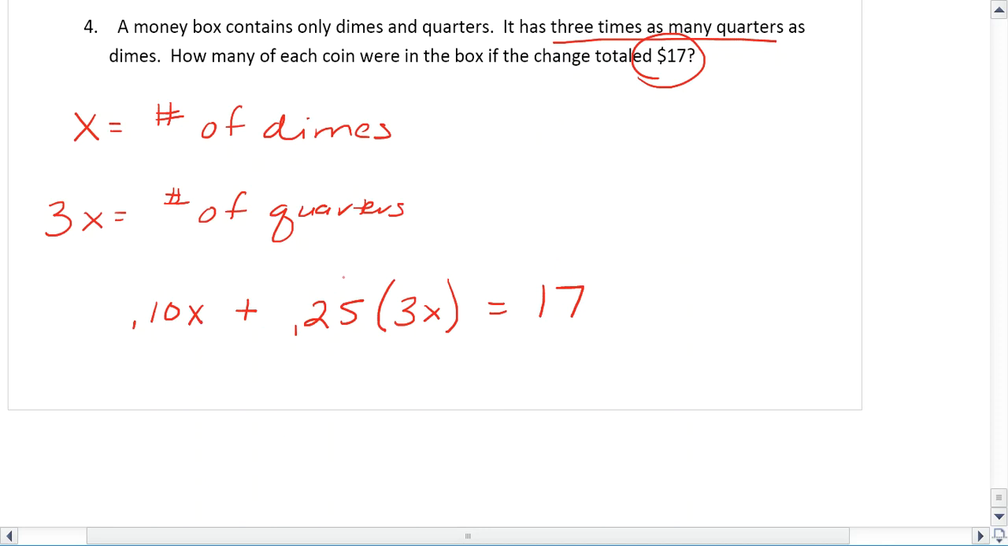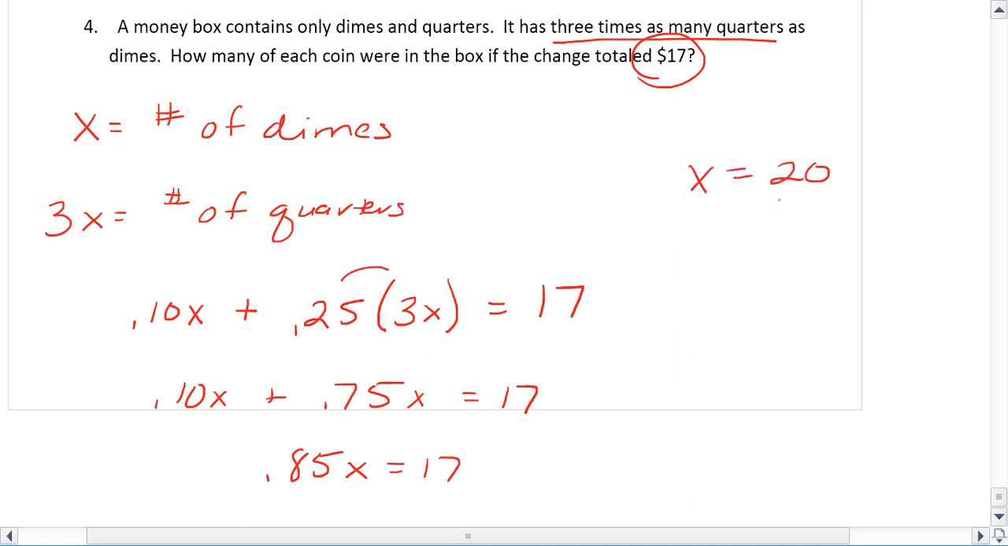So we need to solve this. 0.25 times 3 is 0.75x, and that equals 17. And we go ahead and add 0.10 and 0.75, and we get 0.85x equals 17. And then if you divide both sides by 0.85, you get x is equal to 20.